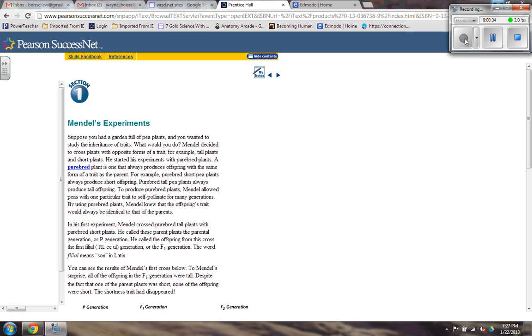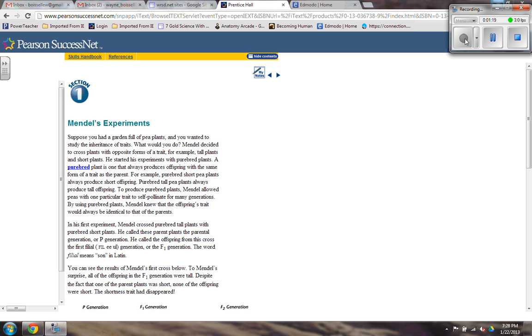A purebred plant is one that always produces offspring with the same form of a trait as the parent. For example, purebred short pea plants always produce short offspring. Purebred tall pea plants always produce tall offspring. You may have heard of purebred in reference to animals, a purebred dog or cat, for instance. Its parents were the same type and its great-grandparents were the same type. And if purebred animals breed with each other, then you get offspring, or puppies in this case, that will look like the parents as well.